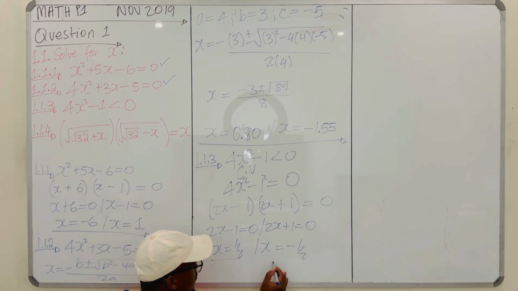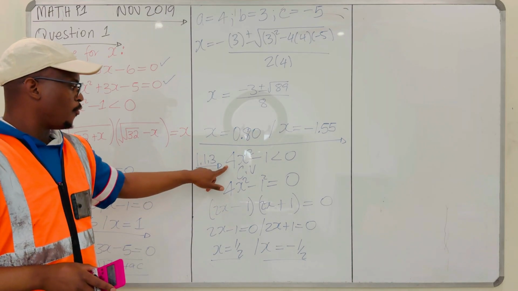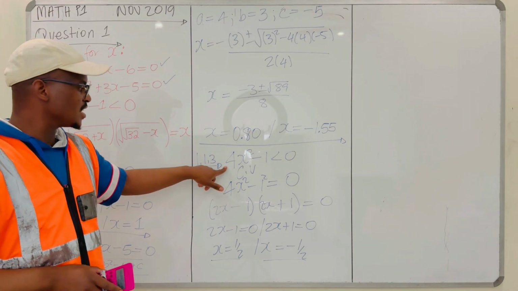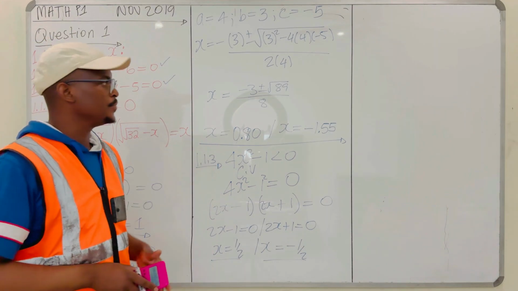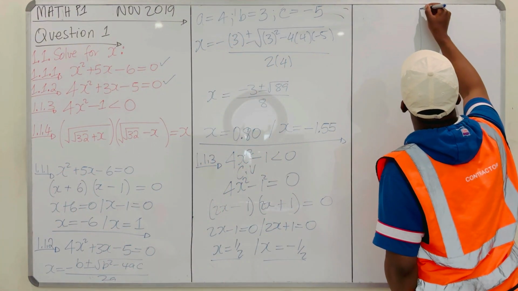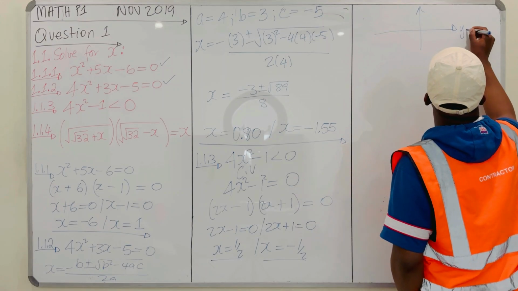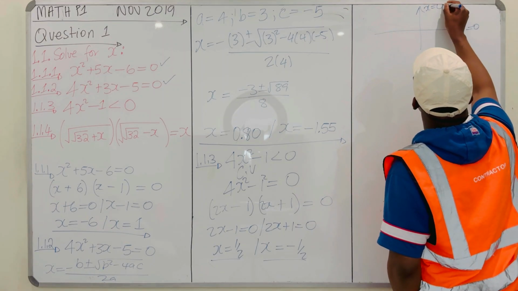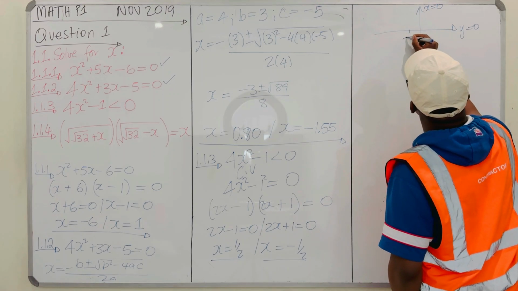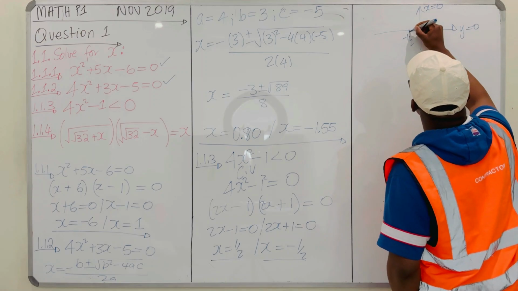These are your critical values, right? But we haven't told them for which values of x this thing is less than 0. So the next thing you need to do is draw the quadratic function. This is y equal to 0, this is x equal to 0. So one of the factors is minus half here, and the other is a positive half.